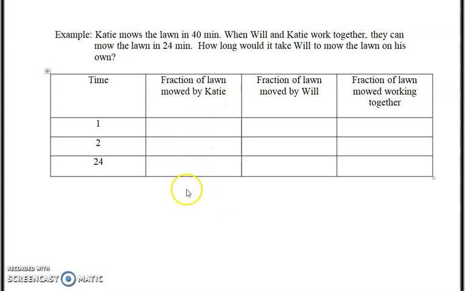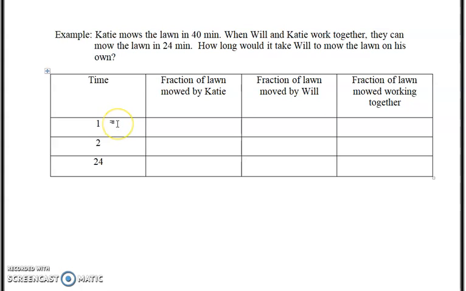The example says Katie mows the lawn in 40 minutes. When Will and Katie work together, they can mow the lawn in 24 minutes. How long will it take Will to mow the lawn on his own? Now I know you can use trial and error to figure these questions out, but we're going to use rational equations since this is the section.